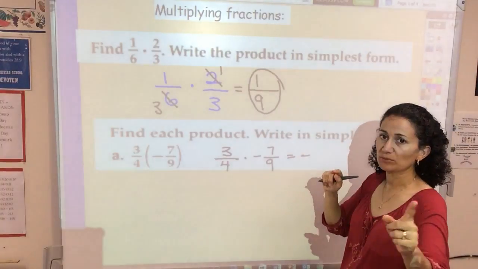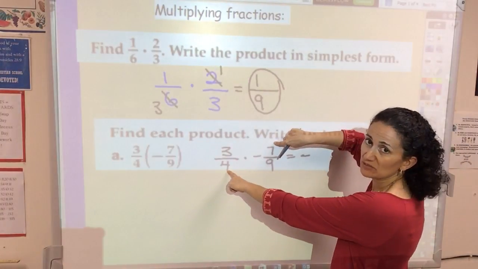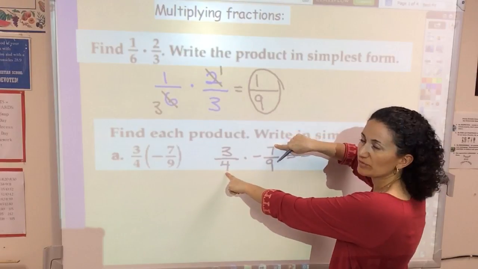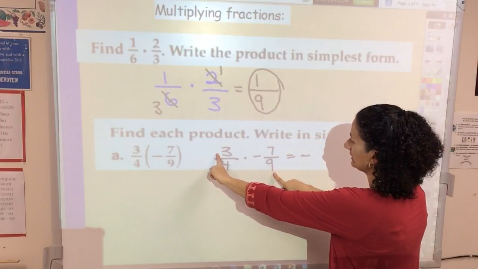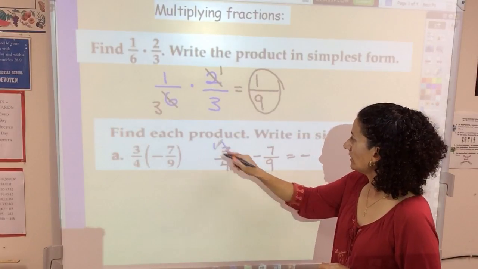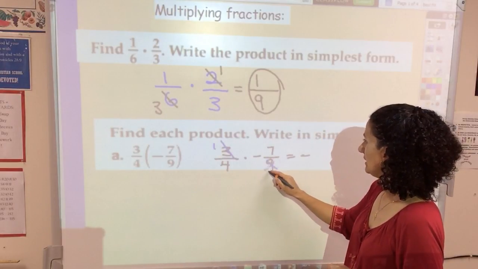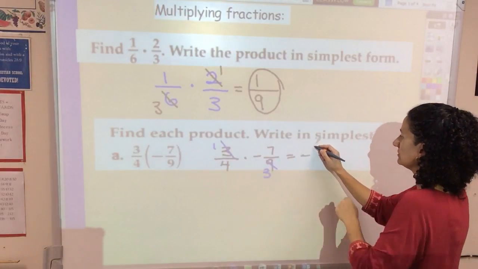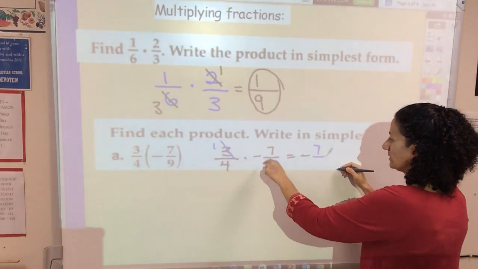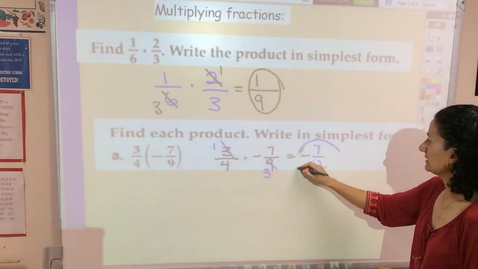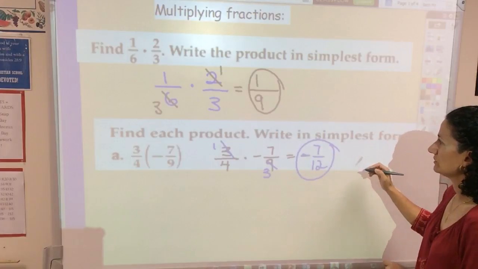I'm going to try to cross simplify first. 4 and 7 cannot be reduced. I cannot divide them by any common factor. 3 and 9 can be reduced. I can divide them by 3. 3 divided by 3 is 1. 9 divided by 3 is 3. And now I multiply numerator by numerator, 7. 4 times 3, denominator by denominator. And my answer is -7/12.